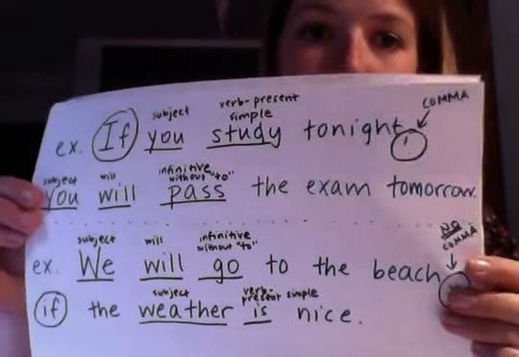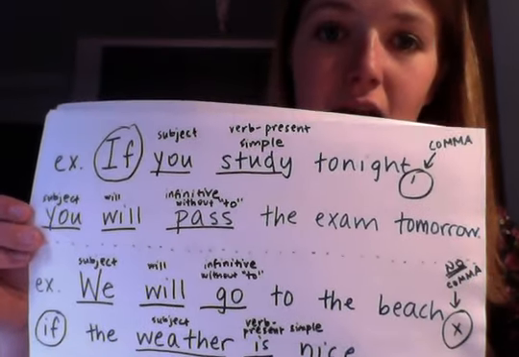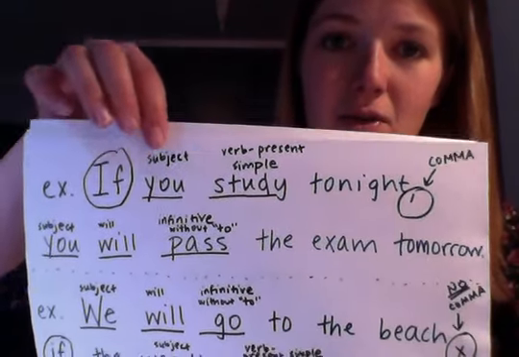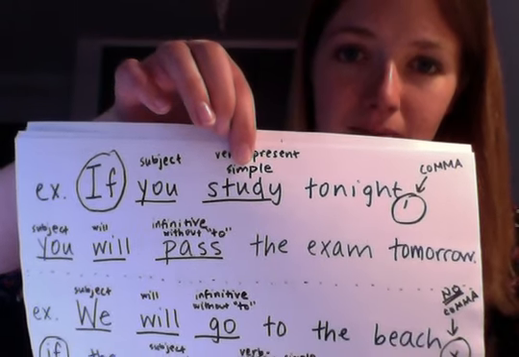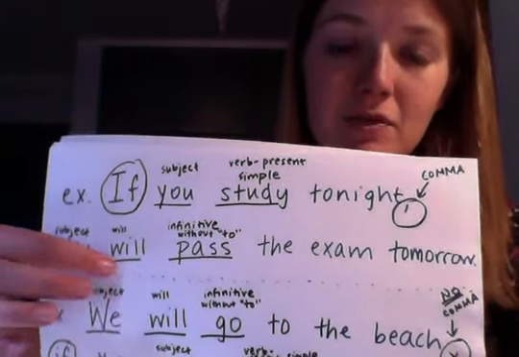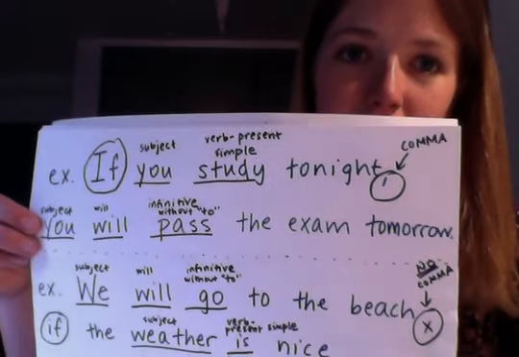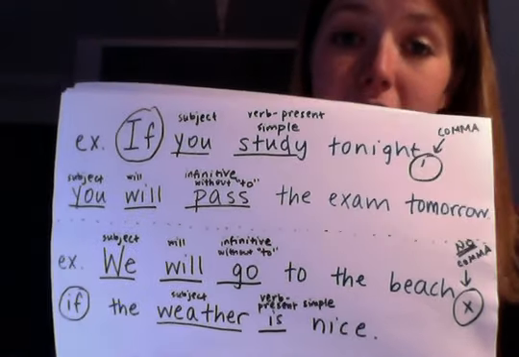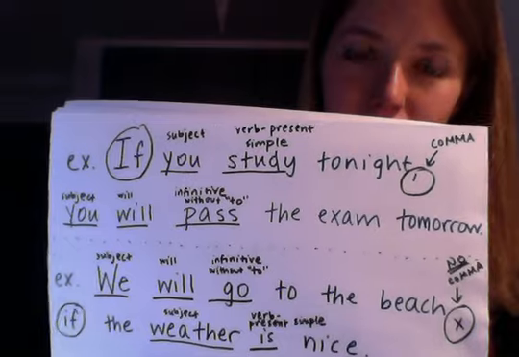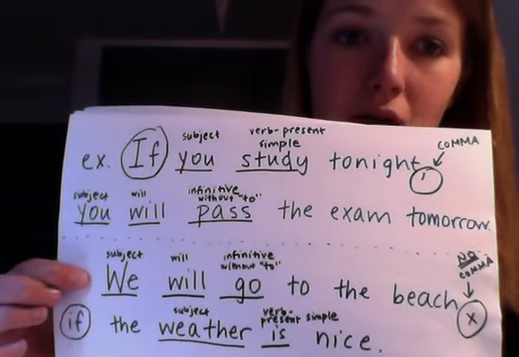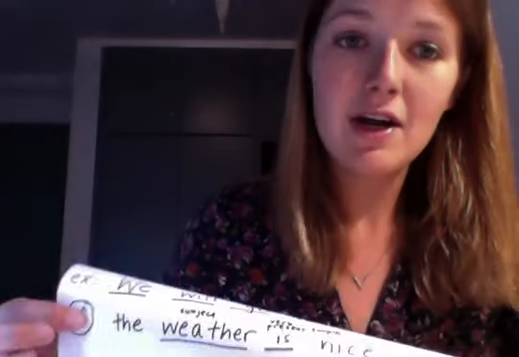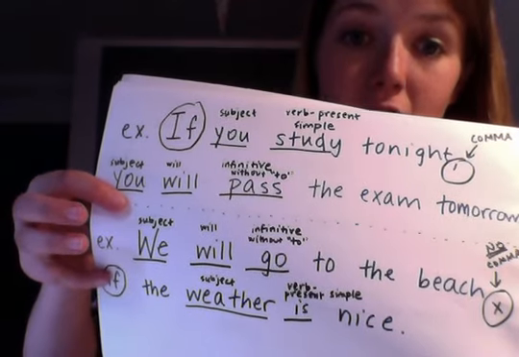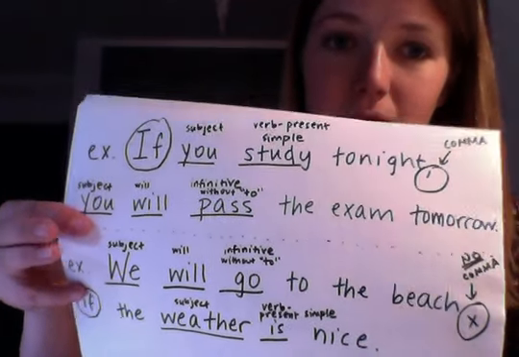Some examples. If you study tonight, you will pass the exam tomorrow. So we have the if clause, so we have a subject and a verb in the present simple. And in the main clause, we have the simple future, will pass. And again, we can put either clause first, but the if will always have to go with present simple if it's the first conditional. So we have, we will go to the beach if the weather is nice. So main clause, will go, if clause, is, right, the present simple.